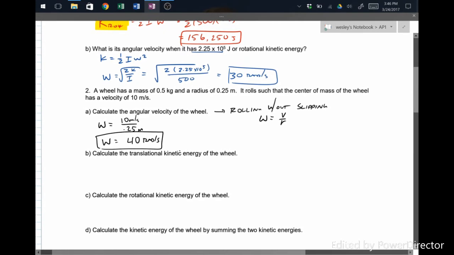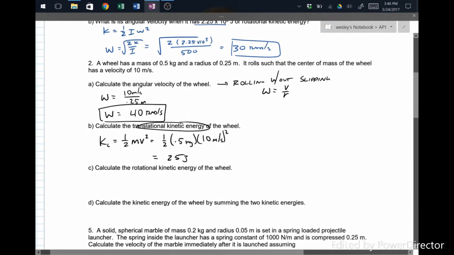Calculate the translational kinetic energy of the wheel. Translational kinetic energy is that linear kinetic energy that we have. It's just 1/2 mv squared. So 1/2 times our mass of 0.5 kilograms times our velocity of 10 meters per second, whole quantity squared. So when we get that, our linear kinetic energy, our translational kinetic energy, is 25 joules.